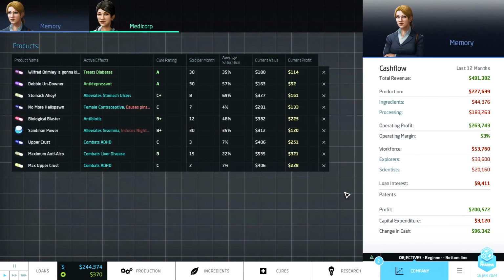How is that doing as far as cures go? So max upper crust is still a C, but I assume since it's now maximum strength, it should go up to at least a C+, hopefully. Well, total administered 6 and 5 attentions were focused, so I'd say that's a damn good cure rating, if I do say so myself. So I guess it's going to take a little while to catch up with that. But that is fine indeed.